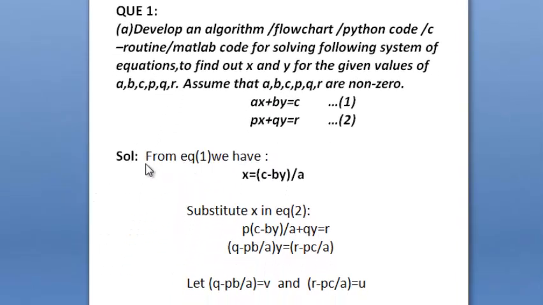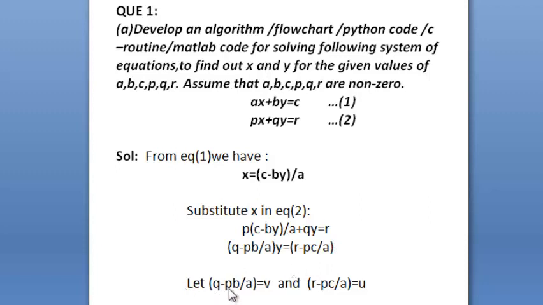So our solution here is, from equation 1 we have the value of x, which is (c minus by) divided by a. Now after substituting the value of x in equation 2, we get p into (c minus by) divided by a plus qy is equal to r. Here on simplifying this equation, (q minus pb divided by a) into y is equal to r minus pc divided by a.